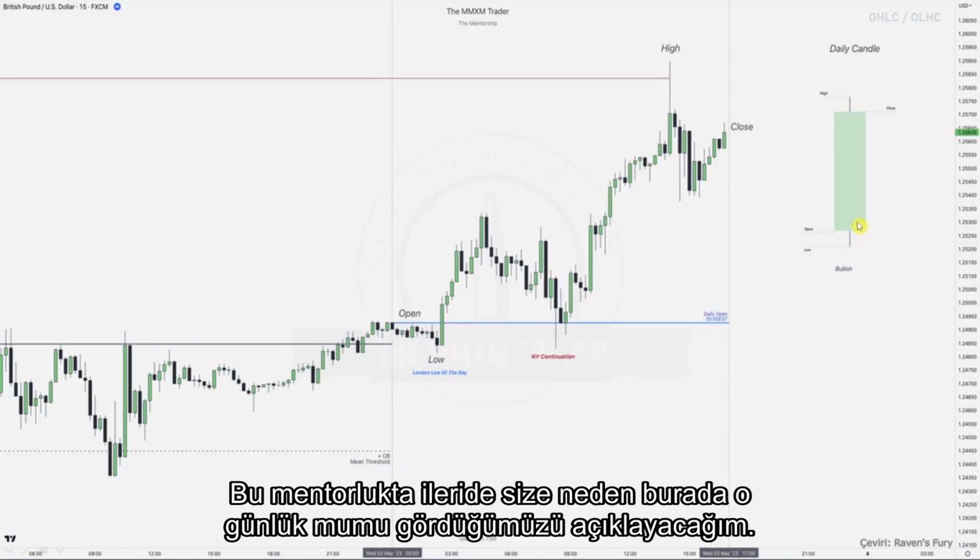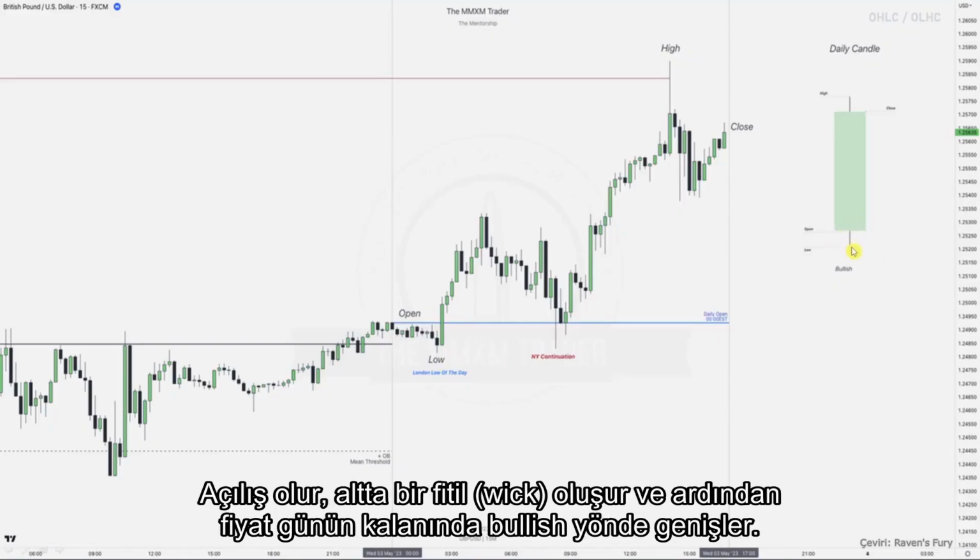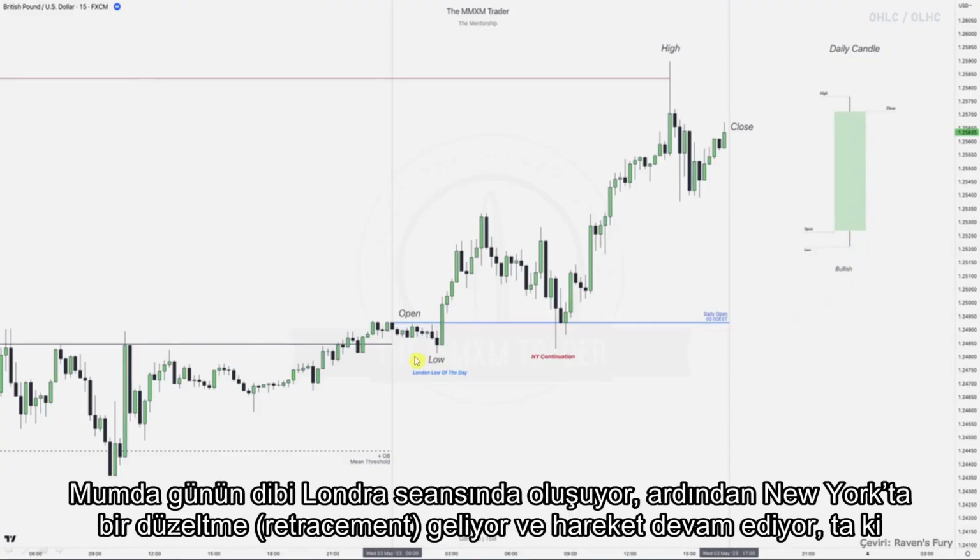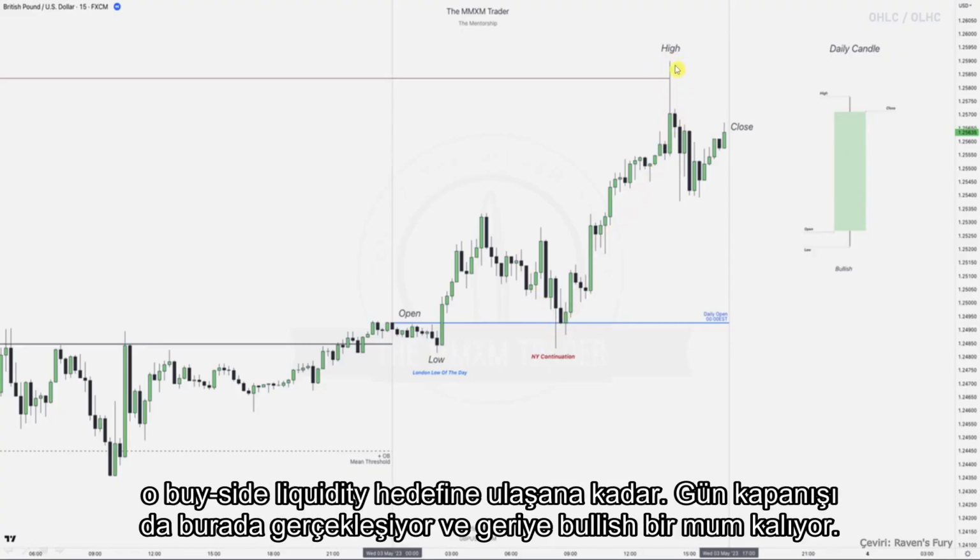Over here we got that daily candle, right? We open up, create a lower wick, and then expand for the rest of the day with a bullish daily candle. Low of the day London session, New York retracement into continuation until we reach that buy side liquidity target and closing out the day over here, leaving this as a bullish candle.